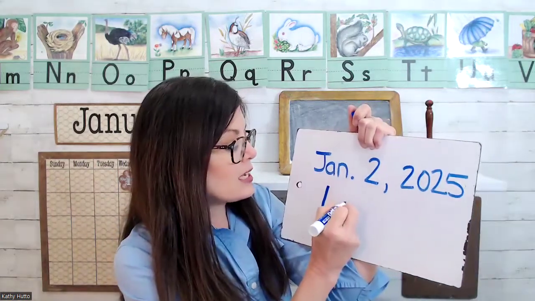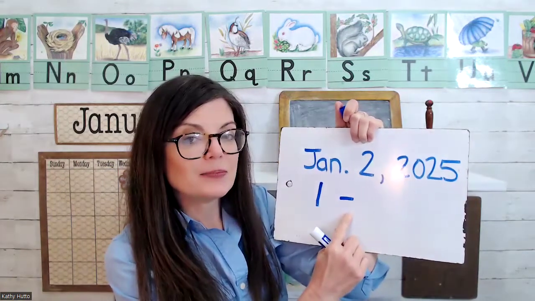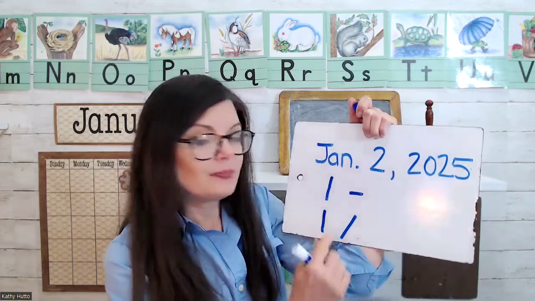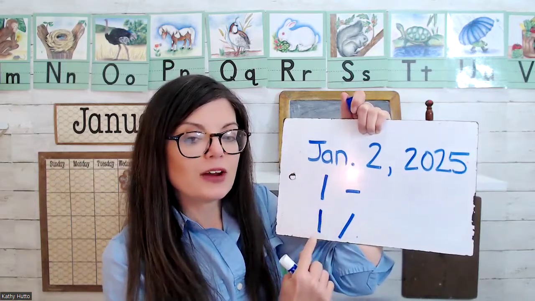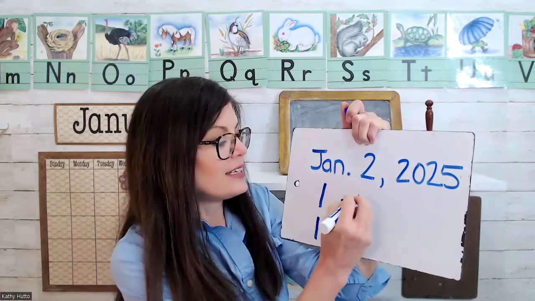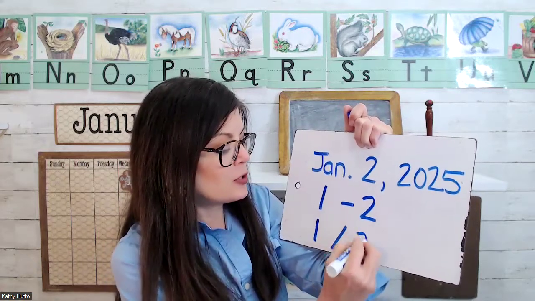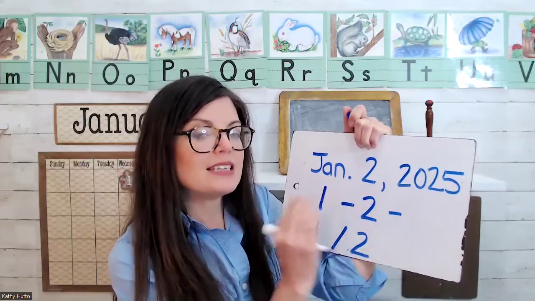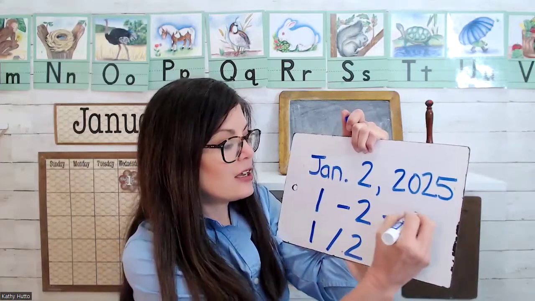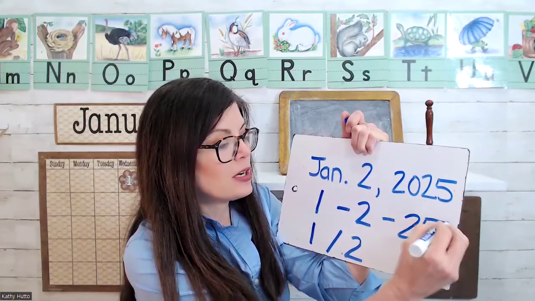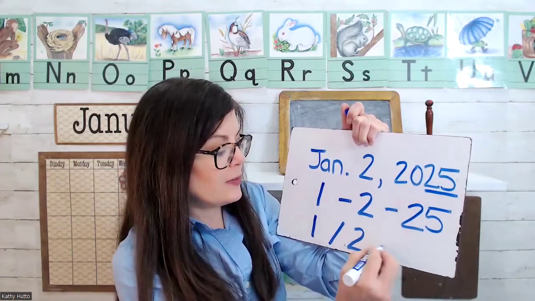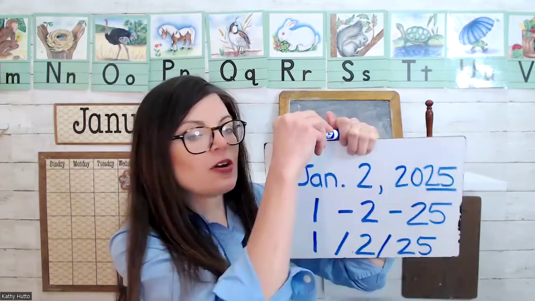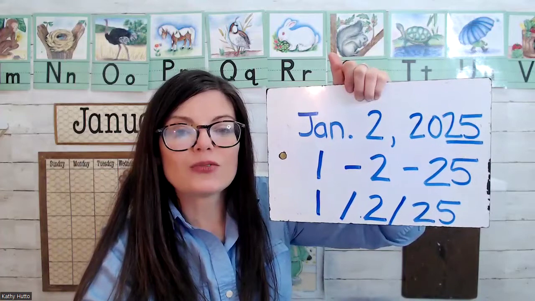Now we're going to either use a dash like this, or we can also use a slash like this. So January, dash or slash, it's the 2nd, so we will put number 2. And then for this way, since this is a shortened way to write the date, you just put the last 2 numbers, 25. So there are 3 ways that we can write the date.